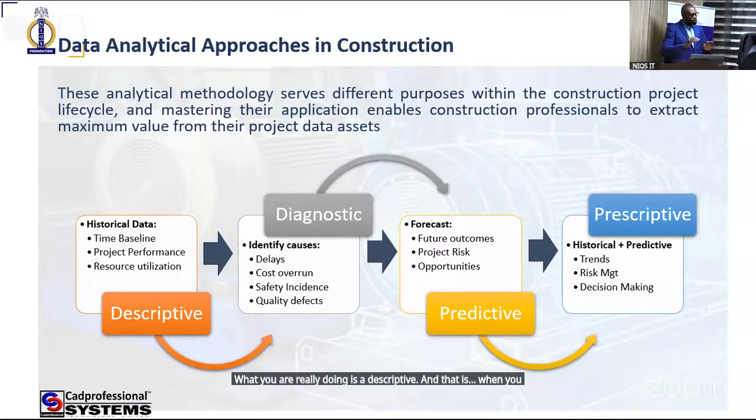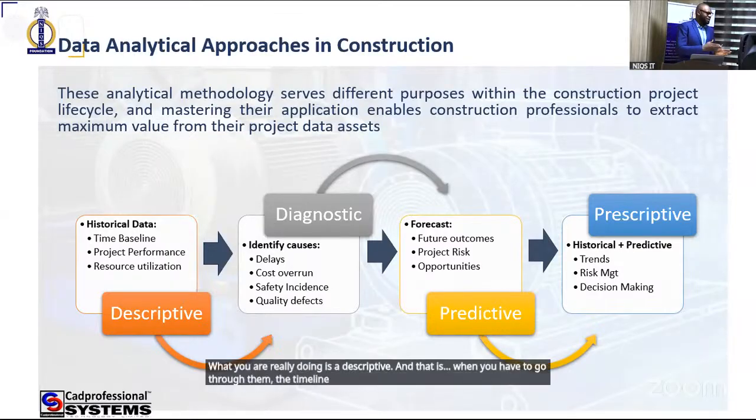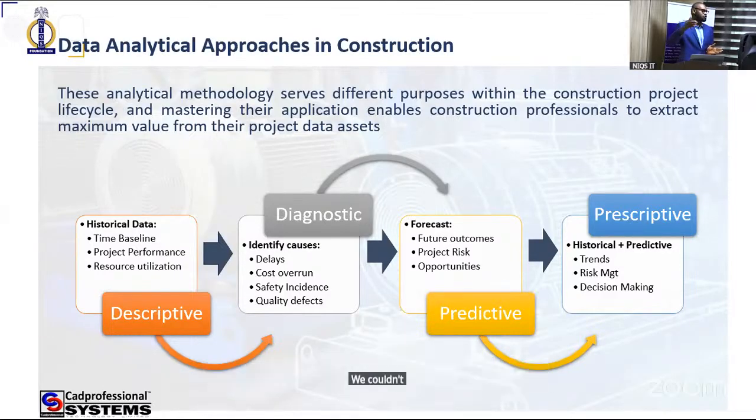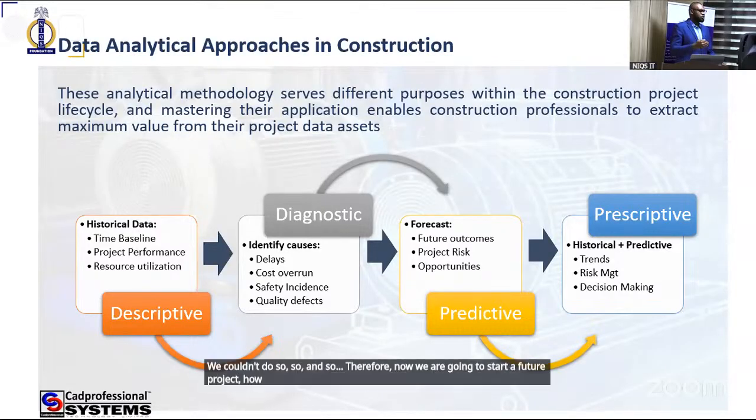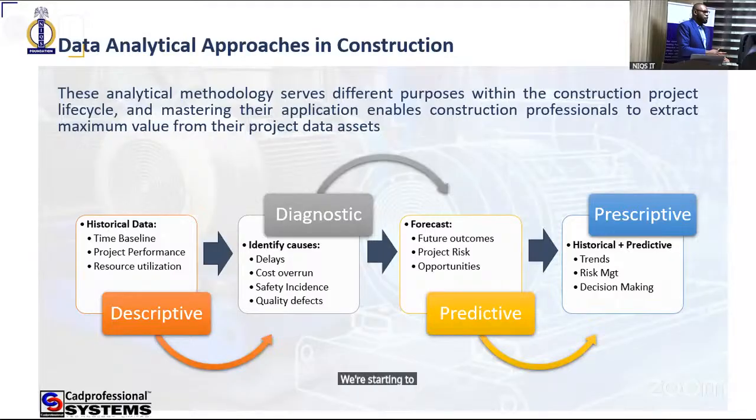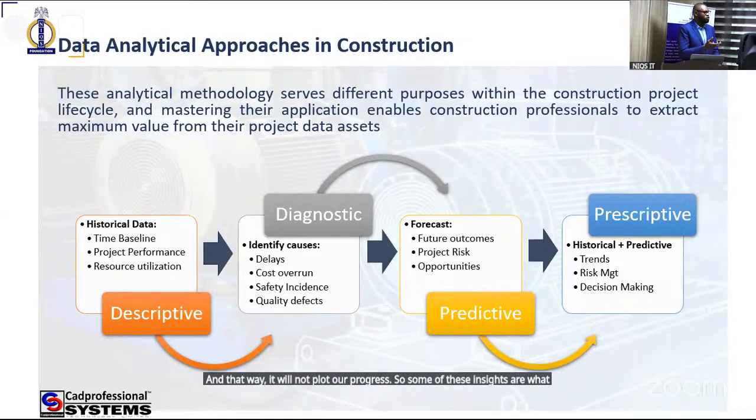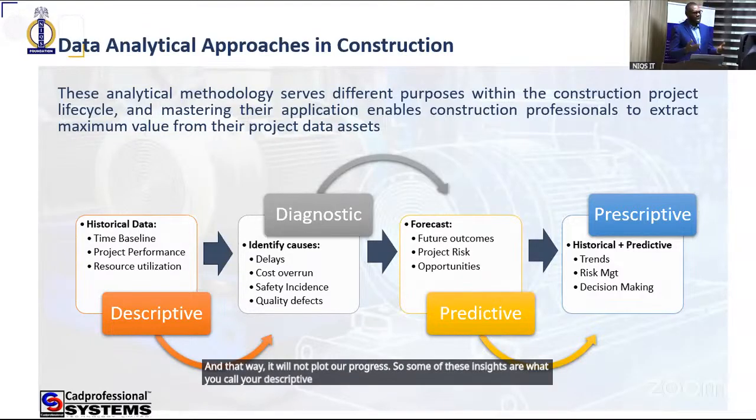When you go through them, the timeline, this project we started it by such a period, but because of rain, we couldn't do so and so. Therefore, now we are going to start a future project. How do we prevent it? Are we going to start it during the rainy season so that we'll have a longer working period during the dry season? Or do we start it during the dry season so that before we even gather momentum, we are already in the rainy season? And that way it will not clog our progress. So some of these insights are what you call your descriptive analysis, because you are relying on historical data of what has happened before.